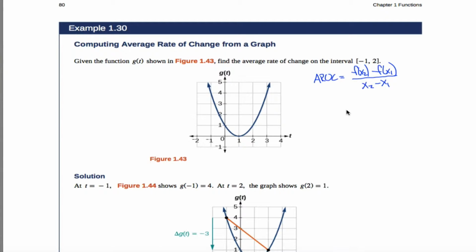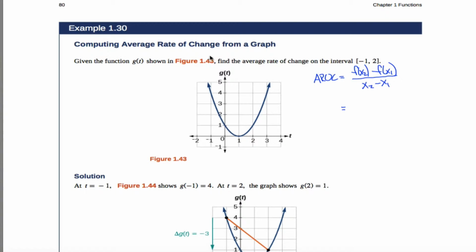I'm still going to use my average rate of change formula, which tells me the average rate of change is the difference in the outputs divided by the difference in the inputs. Note that in my average rate of change formula, I always use the x's to represent the inputs and f of x to represent the outputs. In this specific example, the input is the letter t and the output is g of t. But I don't rewrite a new formula for every single problem. I use this formula and just make it work.